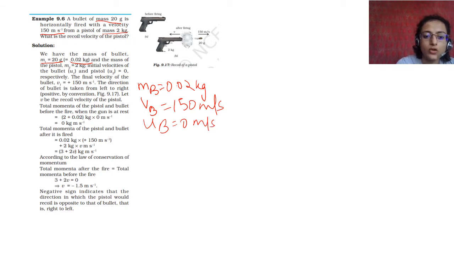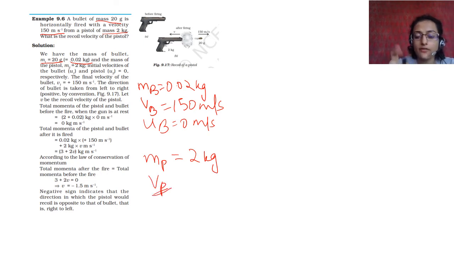Okay, now we know mass of pistol is 2 kg. We have to find vp, right? We have to find the recoil velocity. We have to find vp, and up is equal to 0. Okay. So we look at the law of conservation of momentum. We know that the momentum of both of them will be conserved. So initial momentum of them will be equal to final momentum.